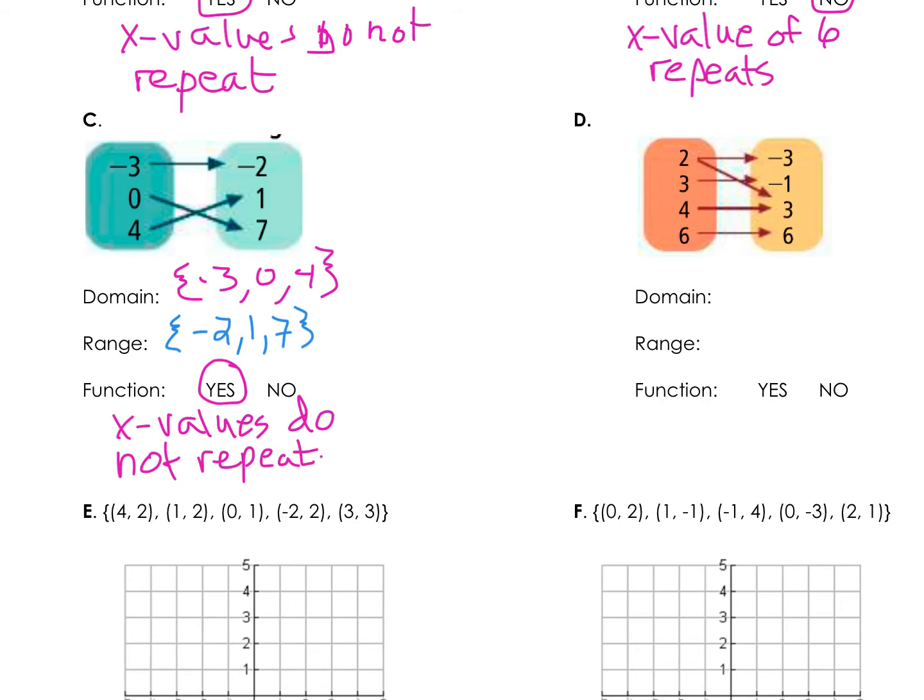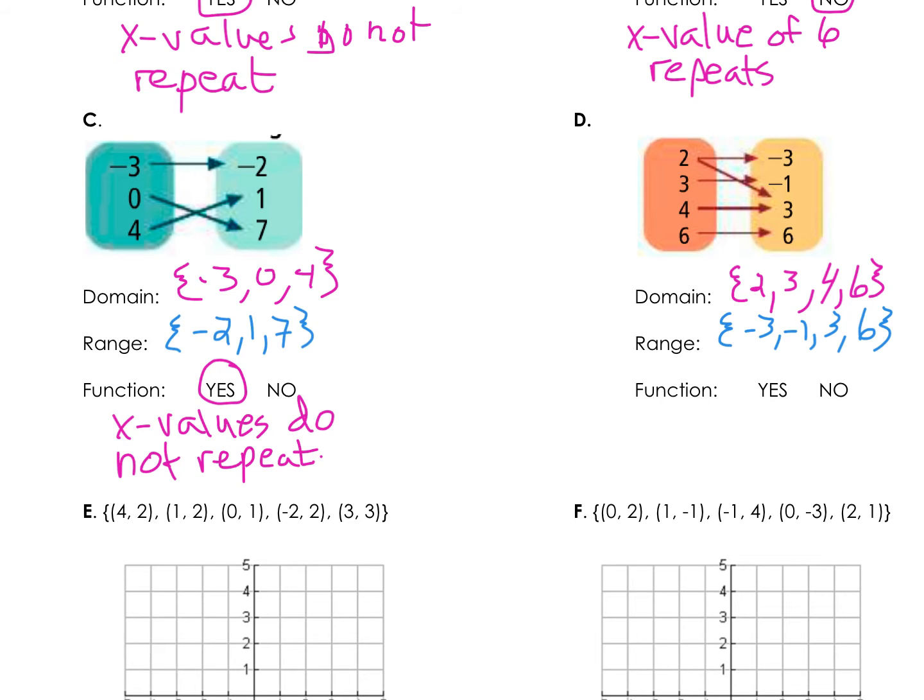Now, I want you to do part D. So pause the video and do part D. All right, so the domain on D is 2, 3, 4, and 6. And then the range is -3, -1, 3, and 6.